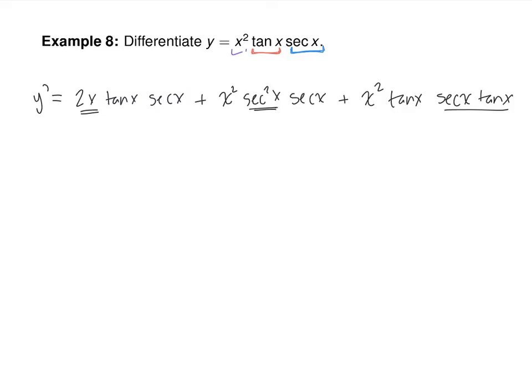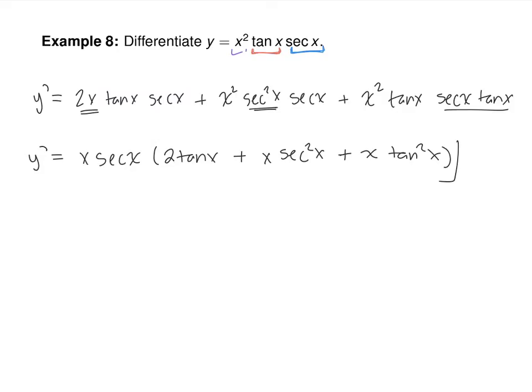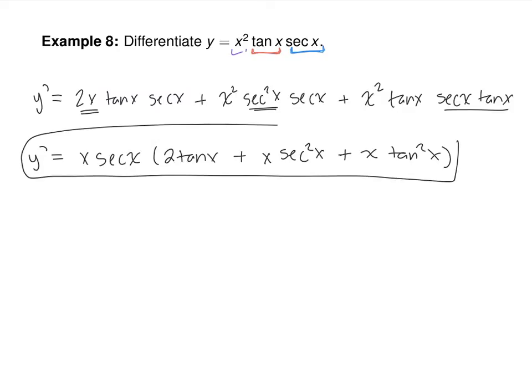All right, and so take out the greatest common factor. Is there a greatest common factor? You pull a secant along. And also I think an x, right? Yeah. So x secant x times 2 tan x plus x secant squared x plus x tan squared x. I think that's good enough.